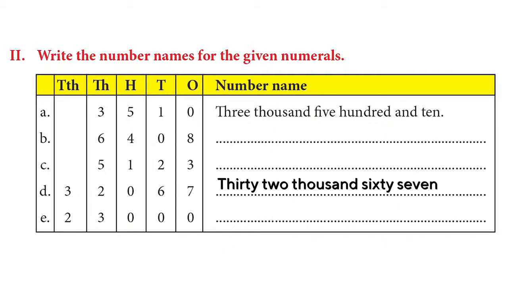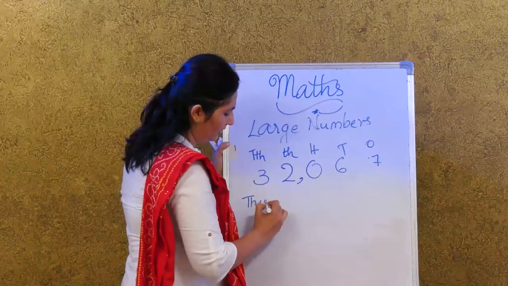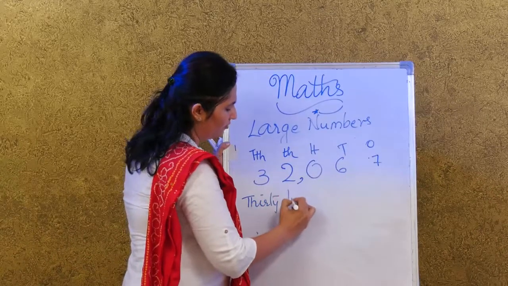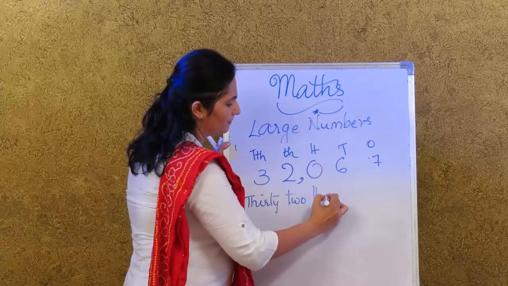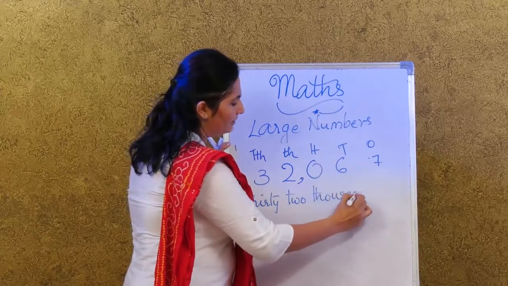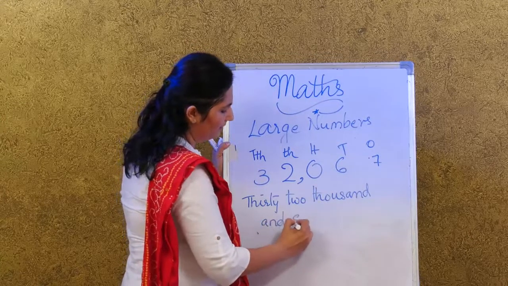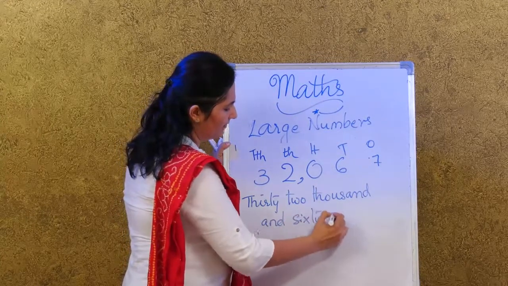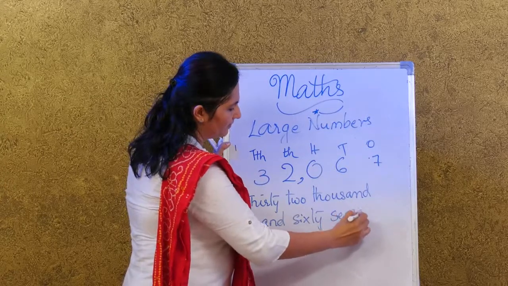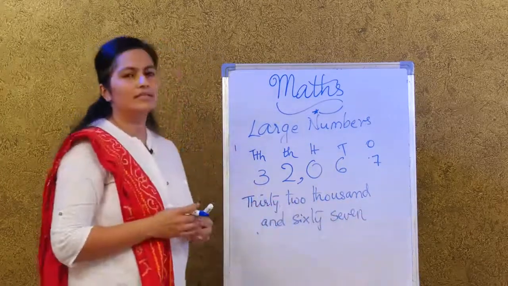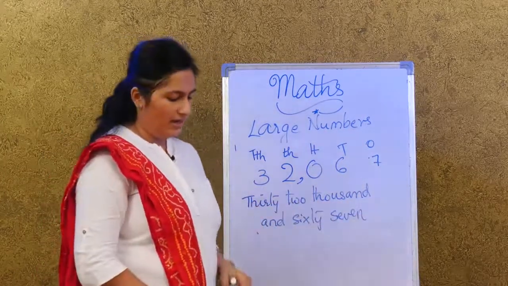32,067. There is 0 in the hundreds place. So, we will have to say 32,000 and 67. 32,067 would be your answer.